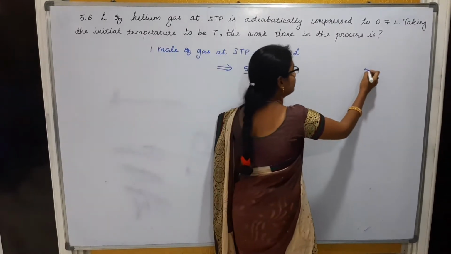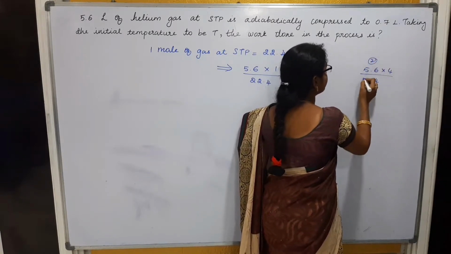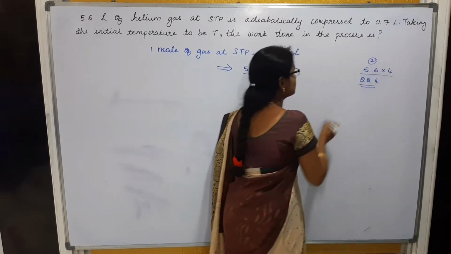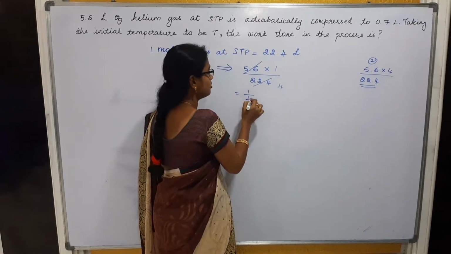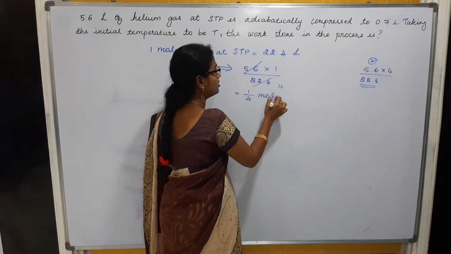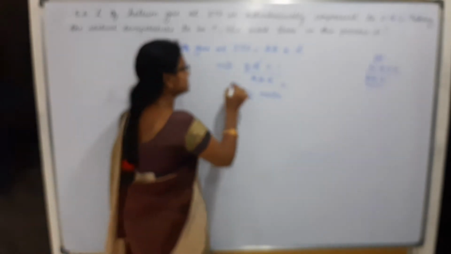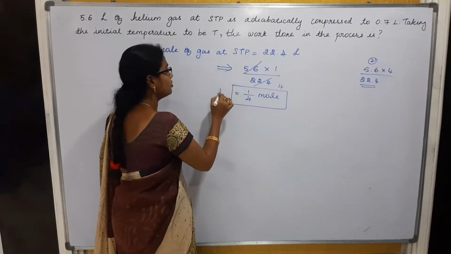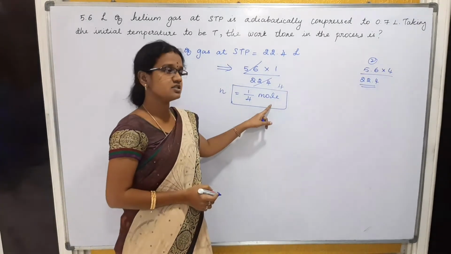So 5.6 into 4 is 22.4, so it is 4 times, which is equal to 1 by 4 mole at STP. Right students? So we have to note it down. The first point: the number of moles is 1 by 4 mole at STP.